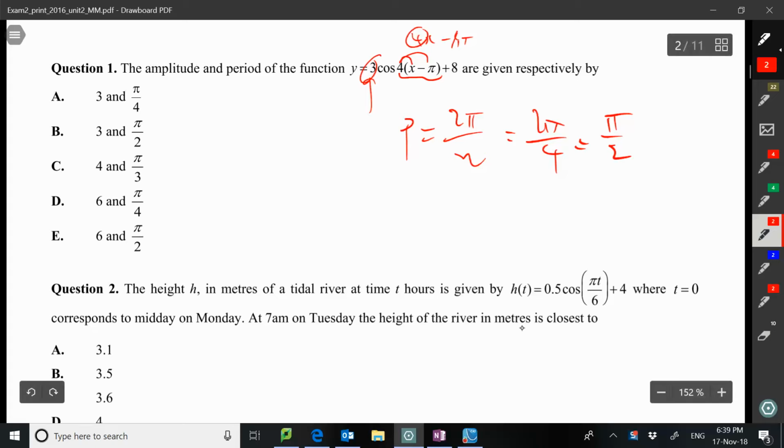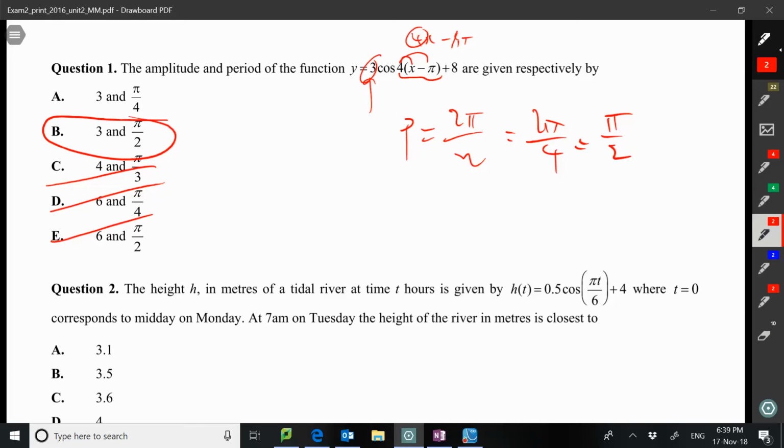Now, obviously these don't have an amplitude of 3. The only one that fits the criteria is B. Okay, pretty nice and easy. Next question.